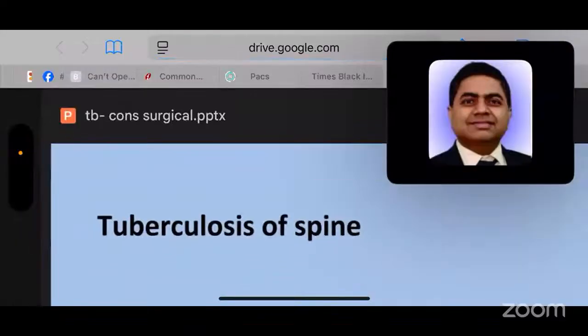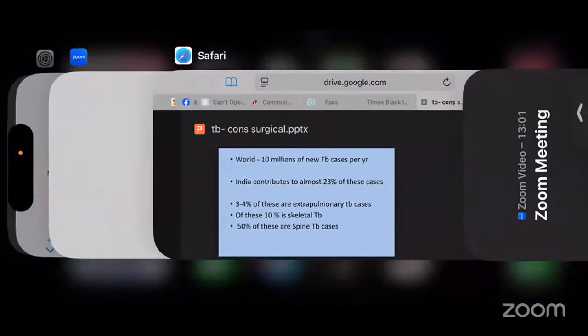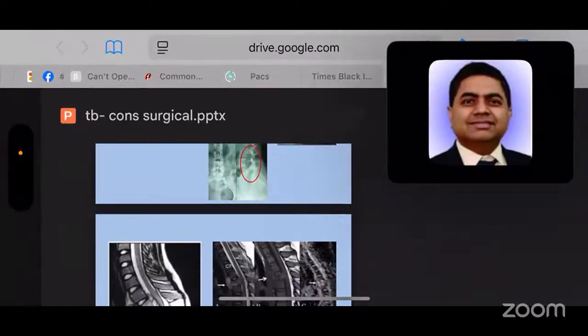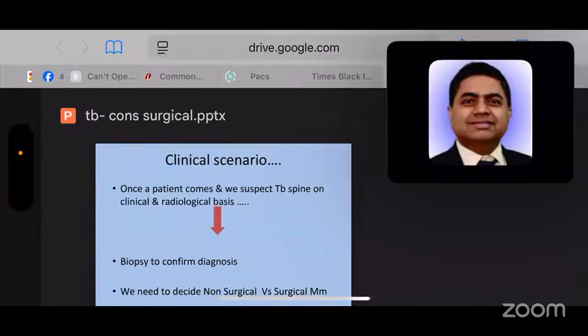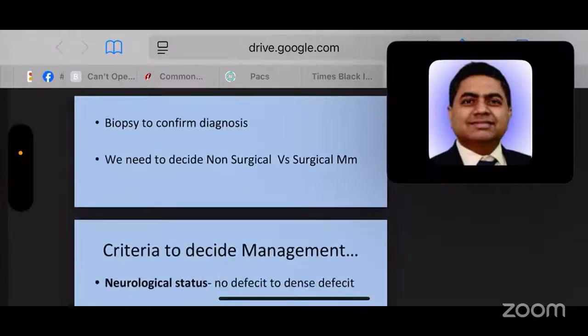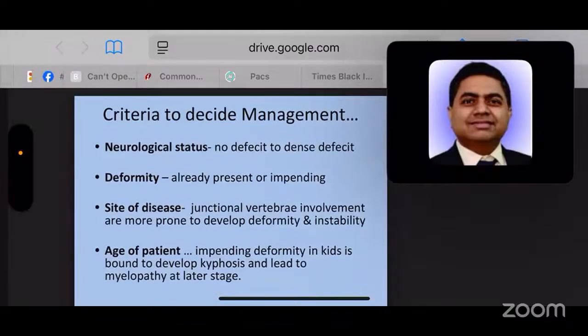So once the biopsy has been done and we have the diagnosis, the question arises as to what is to be done. If the patient is with you and you have confirmed it with the biopsy, then we need to decide whether the patient needs surgical intervention or can be treated conservatively. Now remember, 95% of these patients will actually get better without surgical intervention. It is only 5% of the patients who will need surgery in some form or the other.